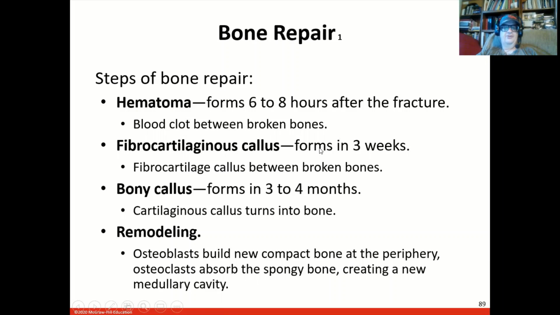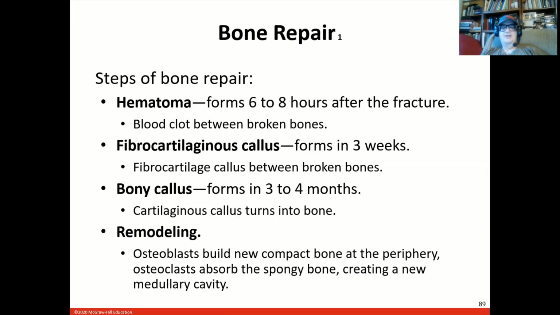Then the fibrocartilage callus. You start by growing a bunch of collagen fibers and fibers in general to knit the two ends of the bone together so they're not moving around. You're not making bone at that point. You're just trying to keep them together so you can grow the bone between them. That's 3 weeks or so to grow the fibers to hold the ends aligned.